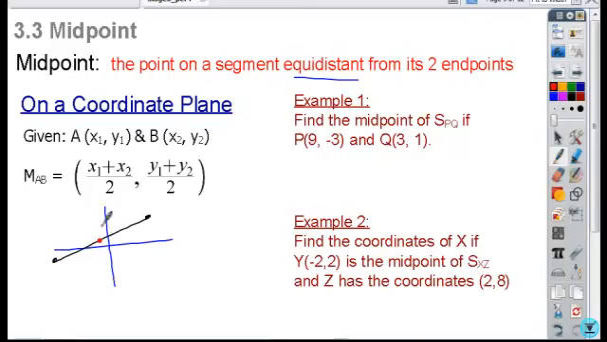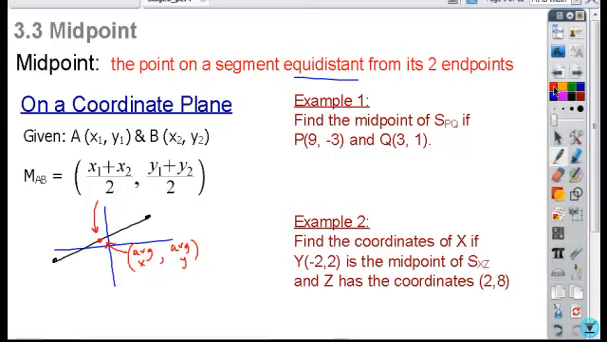So the set of coordinates is just going to be an average of the x's and an average of the y's. Okay? So the midpoint on a coordinate plane is the average of the x coordinate, average of the y coordinate. So you can see the calculations: the sum divided by 2, the sum divided by 2. So it's the same calculation, only you have to do one for the x coordinate, one for the y coordinate.